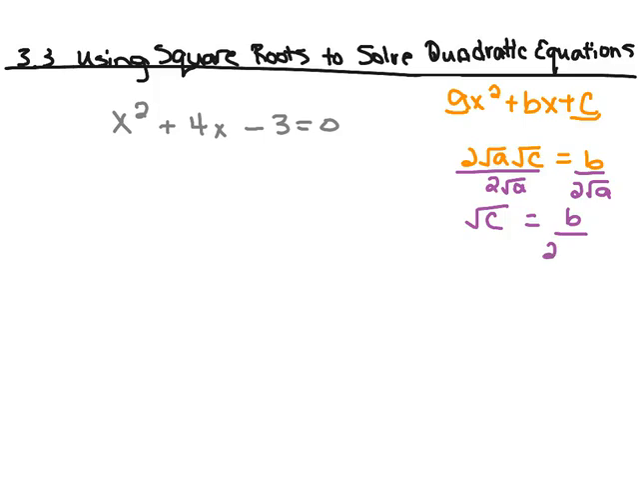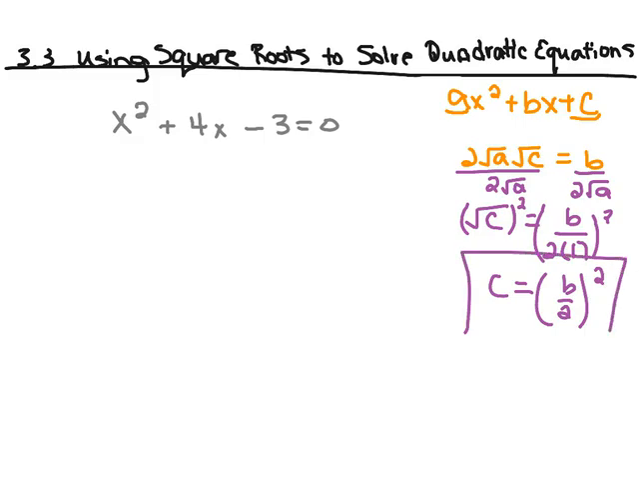And when we do this, we're always going to have a equal to 1. So it's going to be just 2 times 1. And to get c by itself, we square both sides. So c is always going to be equal to b over 2 squared. That's just something you need to remember. This formula right here.